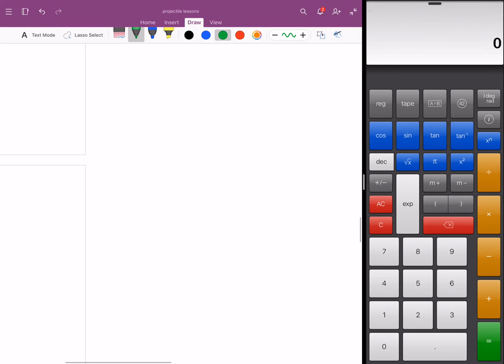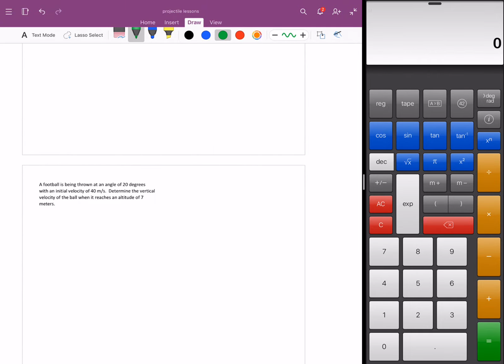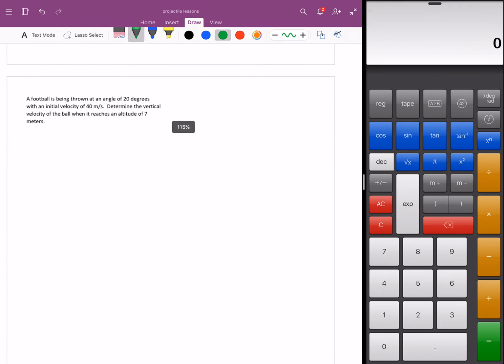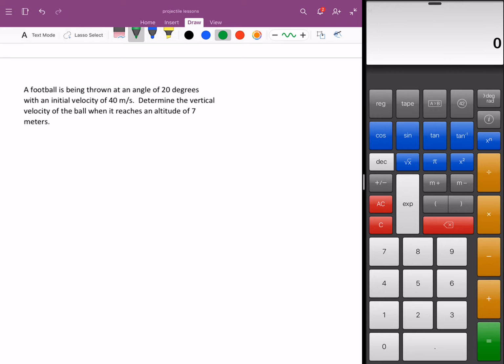So now let's have a few practice problems. A football is being thrown at 20 degrees with an initial velocity of 40 meters per second. Determine the vertical velocity when it reaches 7 meters in altitude.